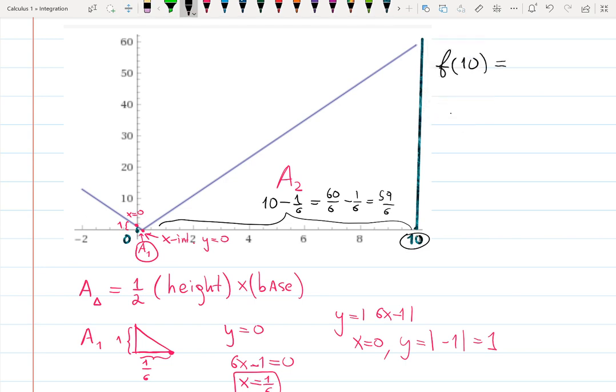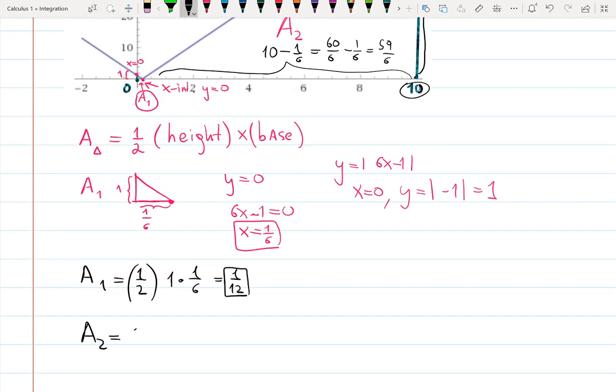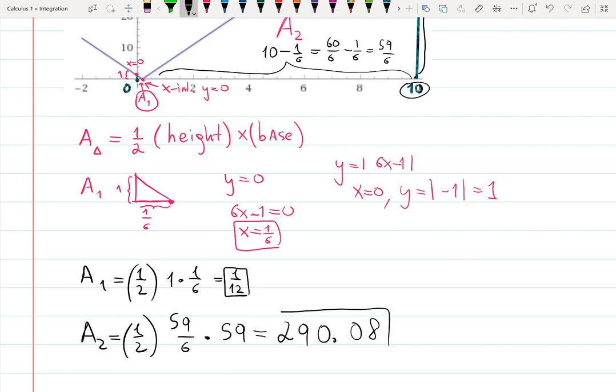F of 10 is, so it's going to be absolute value, 6 times 10, that's 60 minus 1. So that's actually 59. Then the height is 59. Area 2 is 1/2 times width or base, which is 59 over 6, times 59. Grab your calculator and you will have something like 290.08. That's a huge area. Makes sense because that triangle is really big.